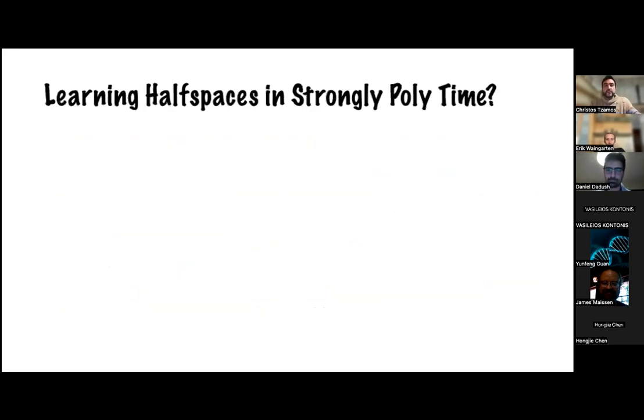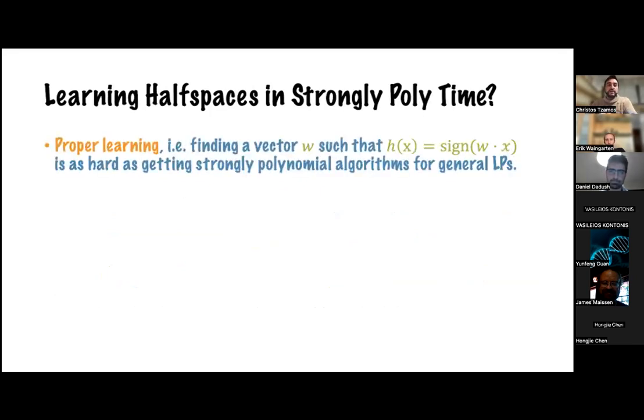So now coming back to our problem, okay, we see that solving the problem of learning half spaces via linear programming is challenging. It corresponds to this main open problem, but can we achieve something? Can we do this for our problem? What's hard about this is that if you try to do proper learning, like essentially try to find a classifier that is itself a half space, I find the vector w such that your prediction also corresponds to the sign of w dot x, this is essentially as hard as solving general linear programs. Okay, so essentially you're stuck in this barrier that in order to learn half spaces, you must provide strongly polynomial algorithms for linear programs.